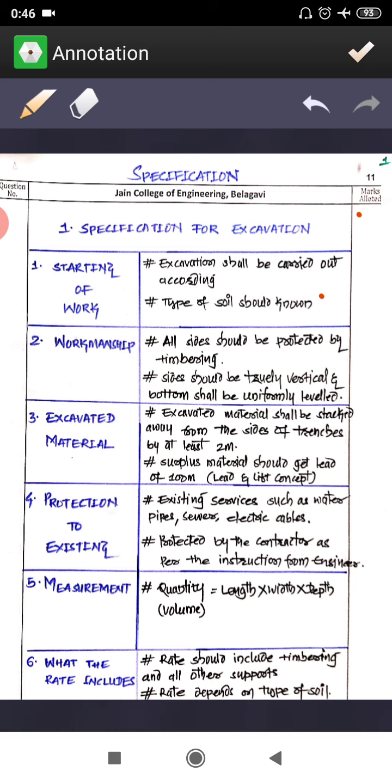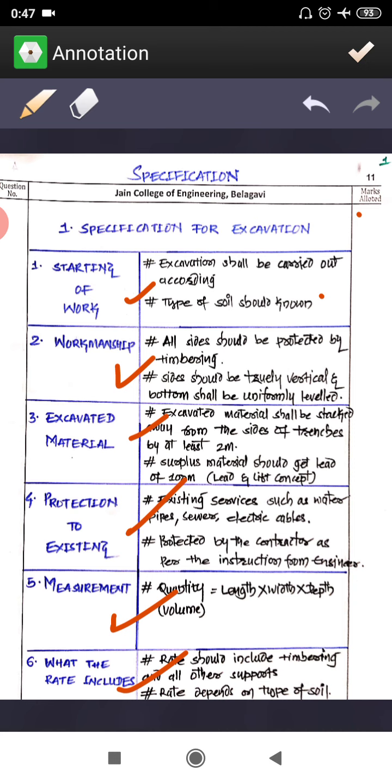Now see here, I have six different sequences. First of all, I'll start with the work, then I'll talk about the workmanship, then materials, what to do with the material when you excavate it out, then protection work of the existing underground laying that you have to do. Then you have to do the measurement, how to measure it for the building. Then you have to check it for the rates. So these are the sequences I'm going to follow for the excavation.